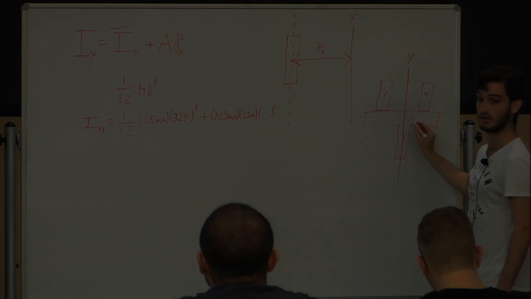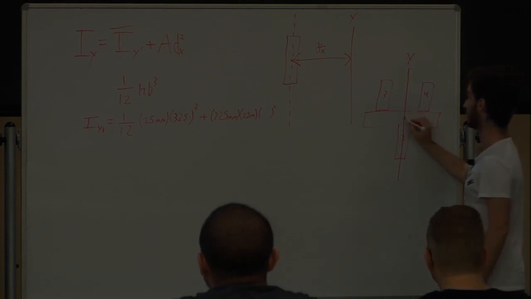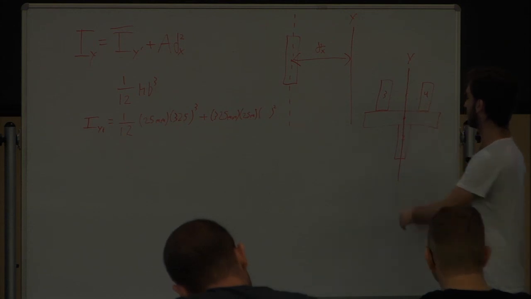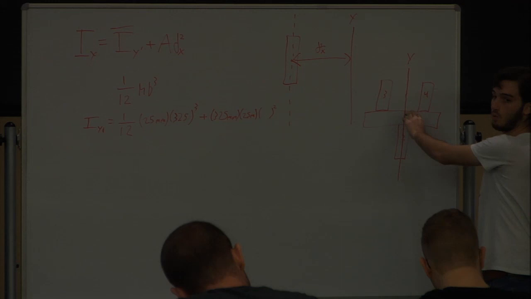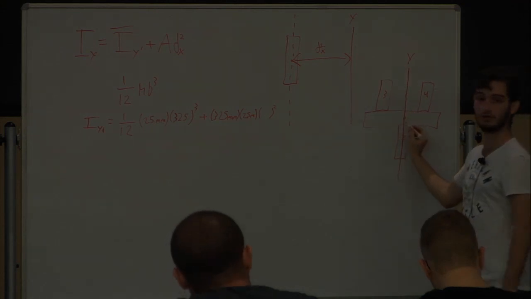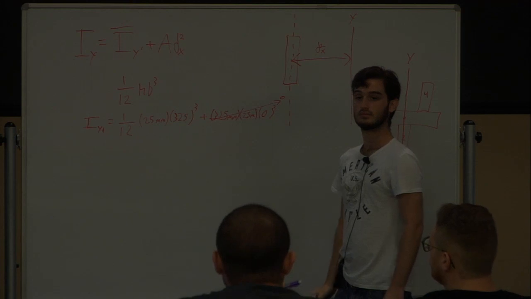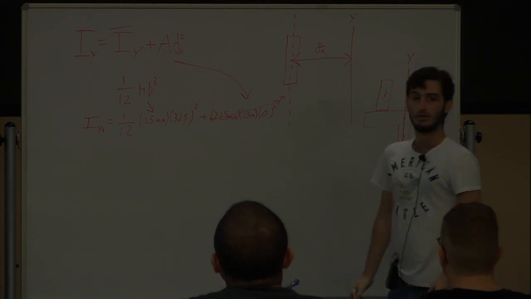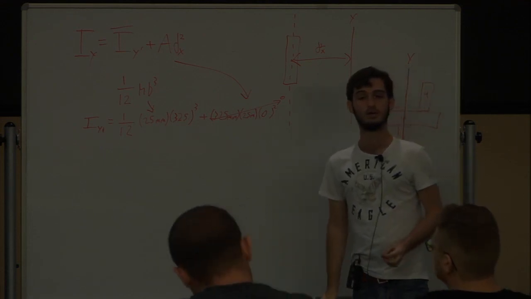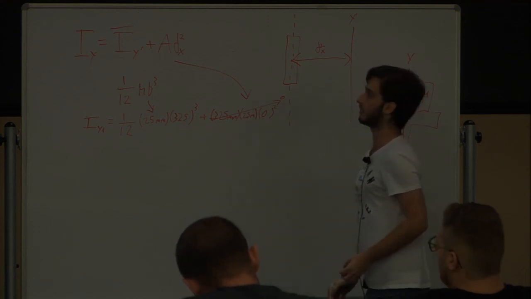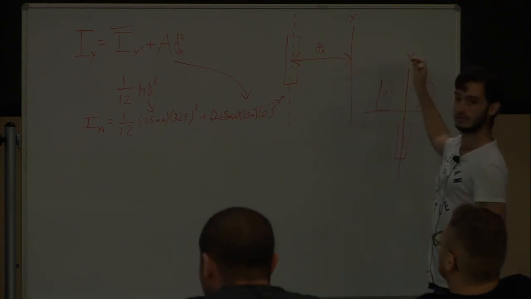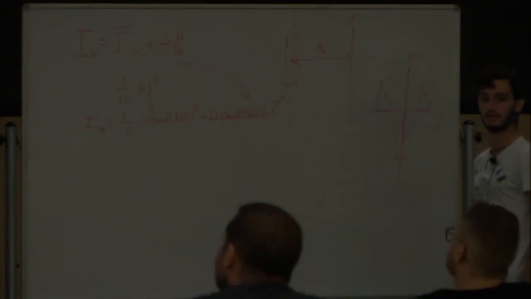About the centroidal axis, the distance between the centroidal axis and the y-axis is 0. There is no distance between them. That y-axis passes right through the centroid of the rectangle. So this is 0, which makes this whole term go to 0. Because the distance is in the center of the y. Basically, the y-axis is the centroidal axis. Does that make sense as well?